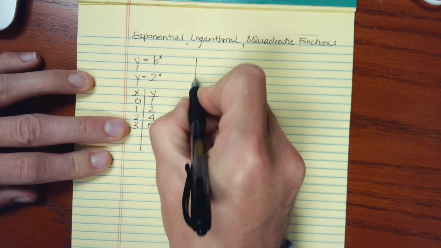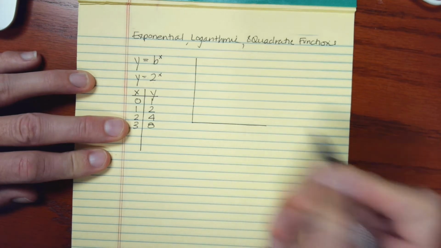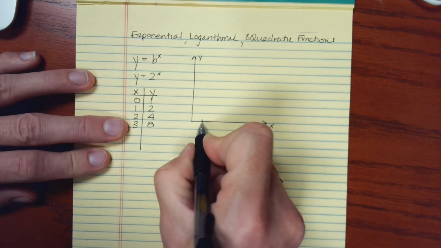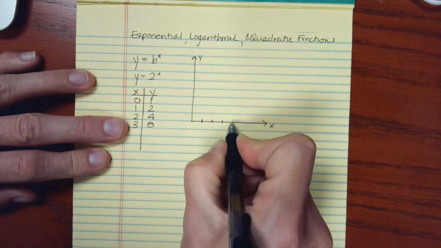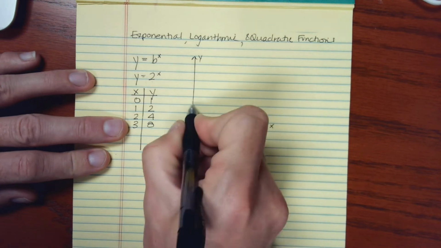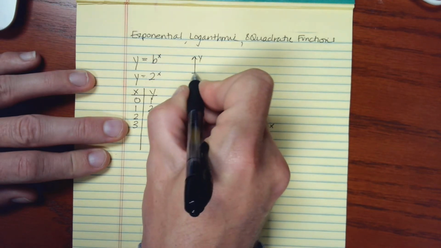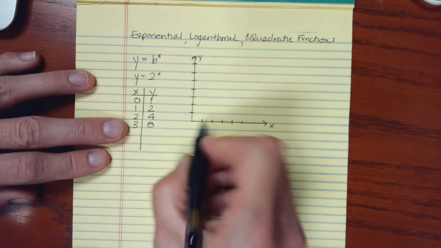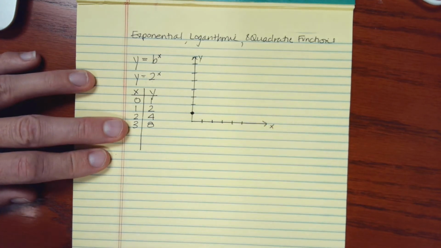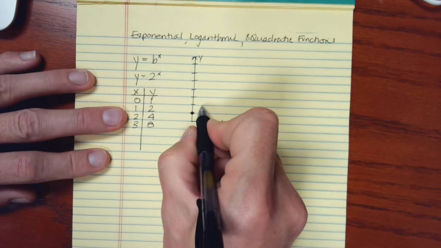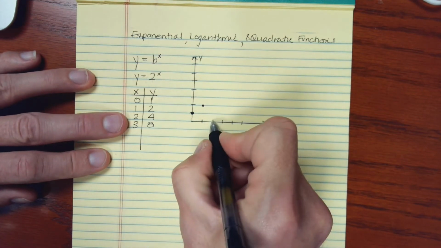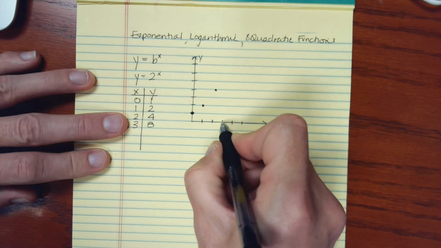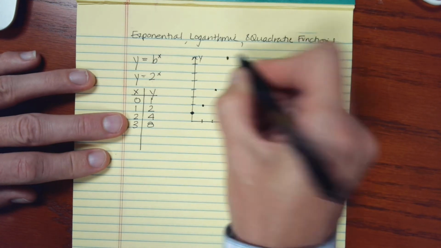So let's sketch the behavior here. I'm going to make some marks. 1, 2, 3, 4, 5. 1, 2, 3, 4, 5, 6, 7, 8. And plot some points. So the first ordered pair I have is 0, 1. So there's a point here. Next I have 1, 2, and then 2, 4, and finally 3, 8.